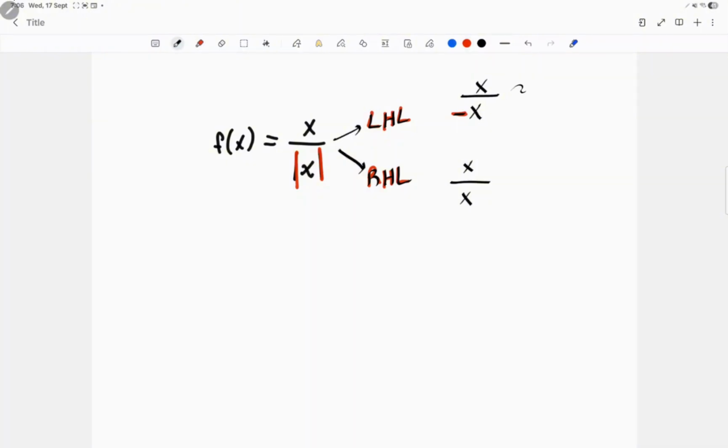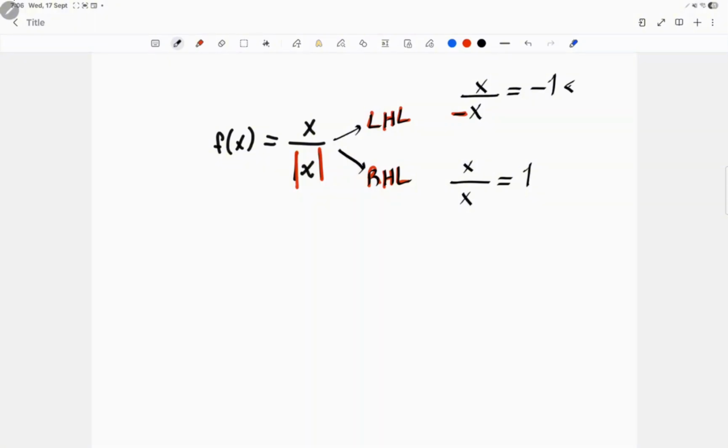Now I want you guys to simplify this one. How much will you get? 1? No, -1 versus 1. Once you do left hand, right hand, the absolute value disappears. And that's exactly how we got -1 on the graph and +1 on the graph. If you guys recall the graph, it was -1 and +1, correct? Good. Let's do more.